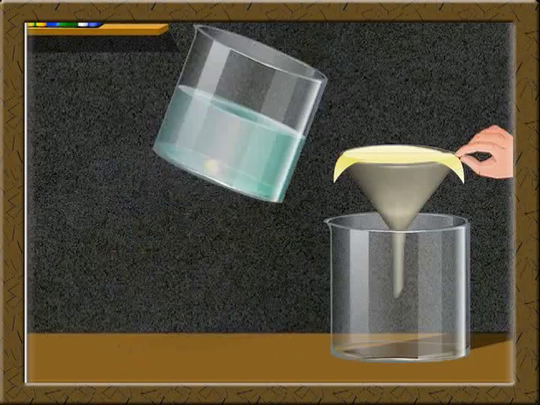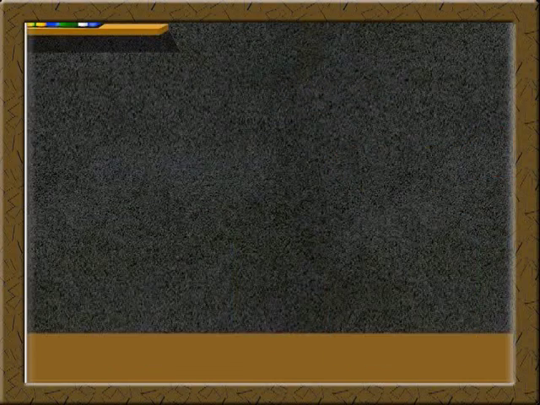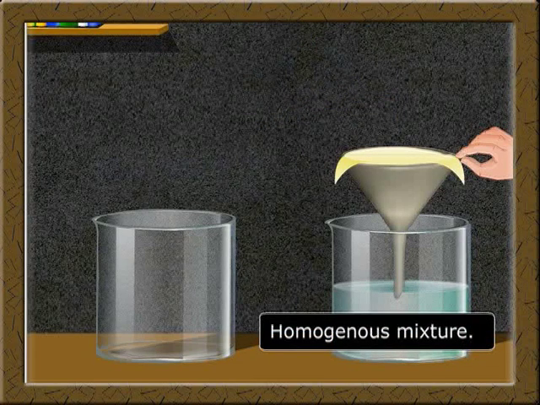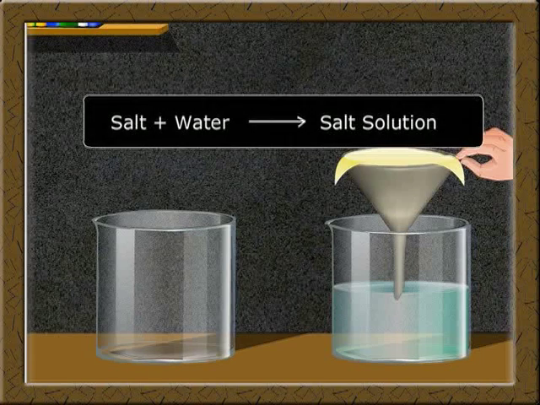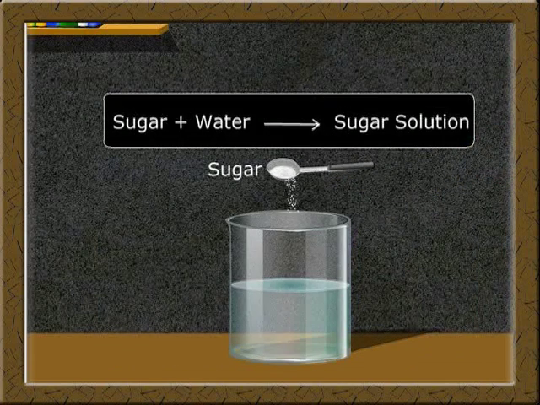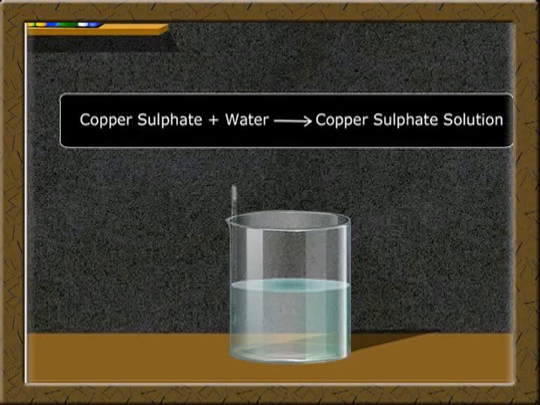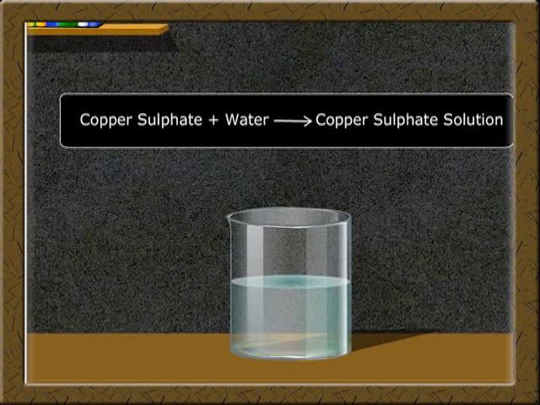Filter the water of 2 glasses. Sand can be separated easily but not the salt, as it is dissolved in the water and forms a homogeneous mixture. So, homogeneous mixture cannot be separated by filtration. Thus, salt and water become salt solution. Sugar and water become sugar solution. Copper sulfate and water becomes copper sulfate solution.